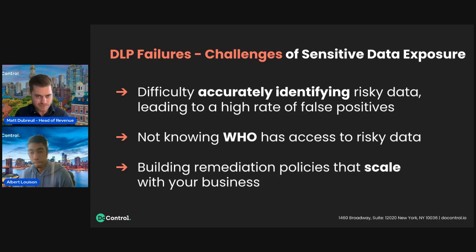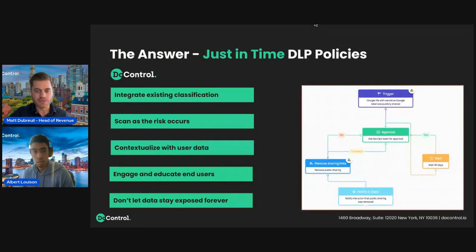One is, they're not able to identify that risky data. They're not able to bring in all the factors needed to identify risky data. Two is they don't have the ability to tell you who has access to that data. And three, the ability to actually build those policies at scale to control that risky data is limited. Now let's talk a little bit about how Do Control is approaching this problem, a little bit different than how the market maybe has historically thought about this.